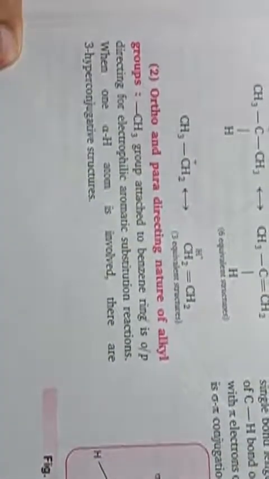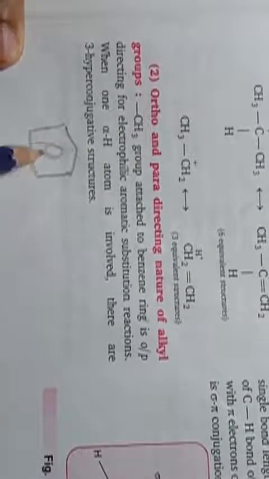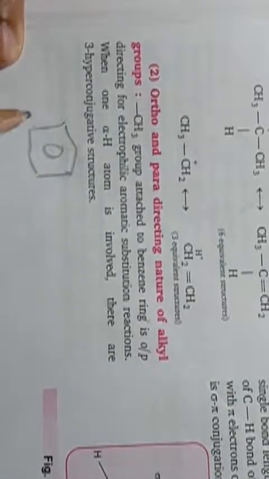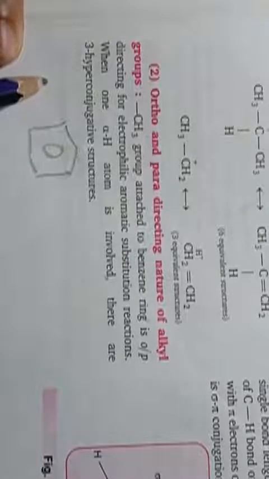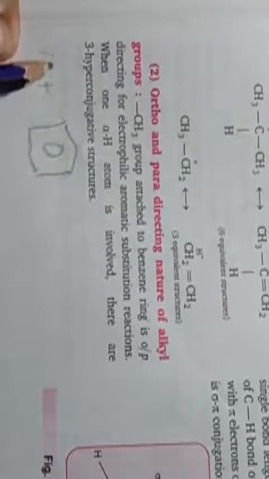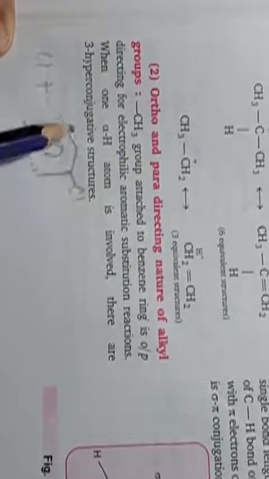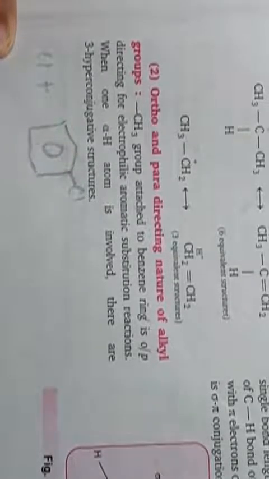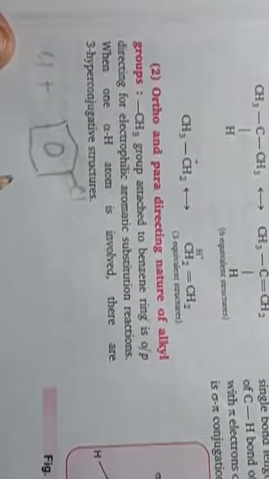In benzene all the 6 positions are similar in nature. All 6 positions are similar in nature. It means any reagent which is coming in can join any site of the benzene ring. Okay, so this compound will form.